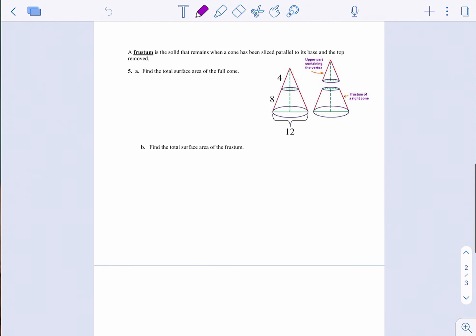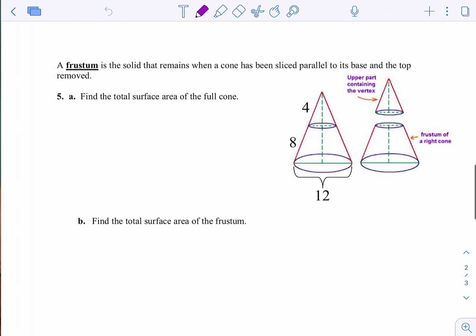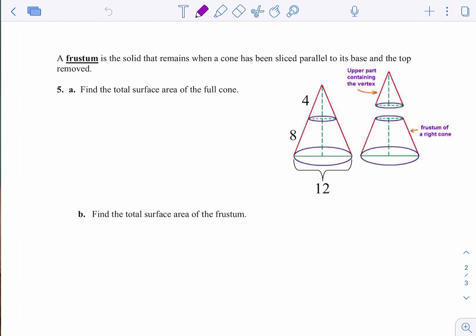Okay, so next up, we are going to talk about what happens if I take a cone and I slice the top of the cone off. What happens? So we've given it a specific name, and it is called a frustum. A frustum is the solid that remains when a cone has been sliced parallel to its base and the top part removed. So this is the upper part that is removed, and then the frustum is this guy right here. So we're going to look at piecing together, finding the surface area of that as we go.